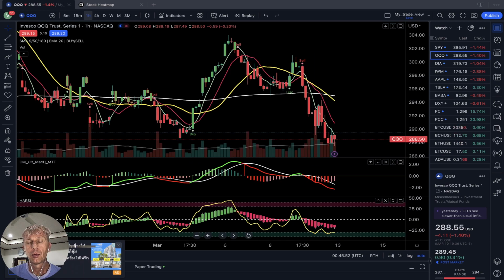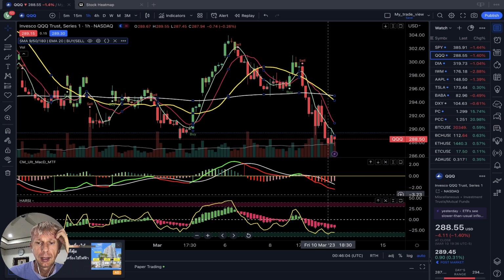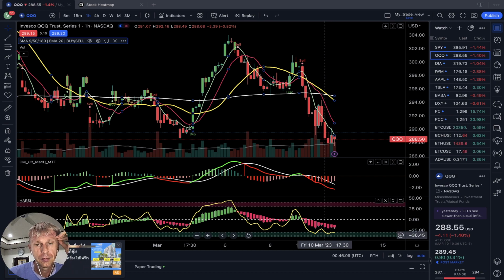1 hour on Qs, bearish trend. Sell signal on the script, MA 20 did a bearish crossover over 200. Bearish signal, bearish trend. RSI in oversold territory. Heikin Ashi bearish signal on all indicators.